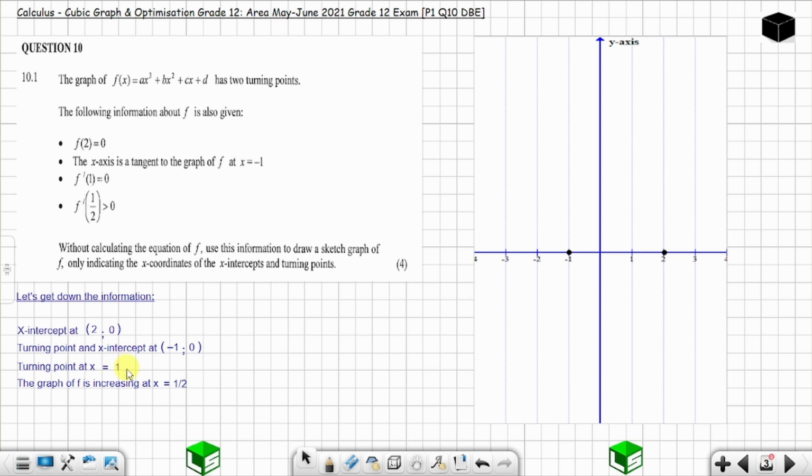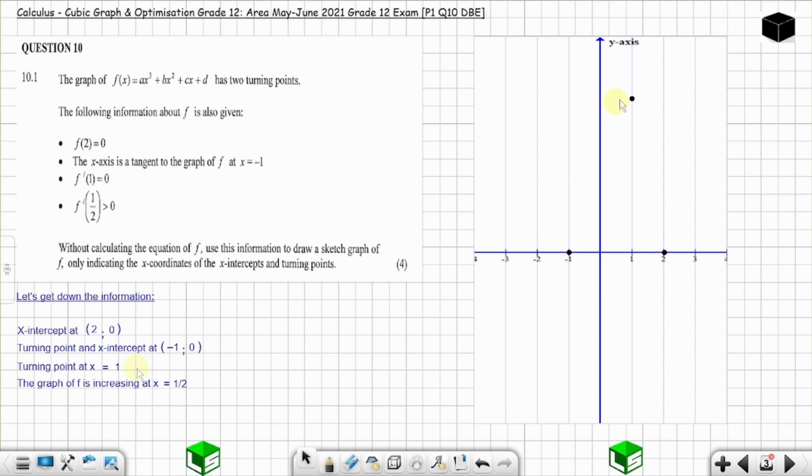You don't have enough information to decide what the y value is. So you are going to have a point somewhere there. Let's have the point there. y is positive because you want f increasing at x is equal to a half. A half is there, so the graph will be increasing when you have the turning point there, right? The graph will be increasing at x is equal to a half, not decreasing, going down. So you don't have enough information to decide what the y value is.